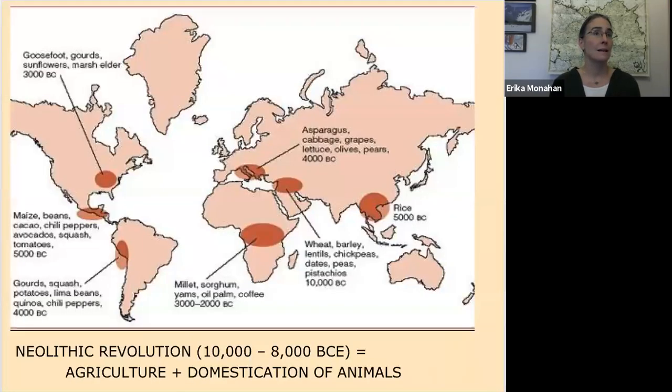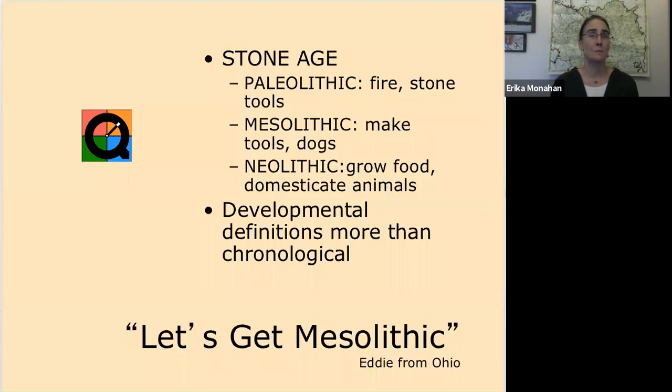This slide is making this point of kind of, when we talk about the Stone Age, these three subperiods, Paleolithic, Mesolithic, and Neolithic, more than talking about years on the calendar, these are definitions that signal developmental definitions more than chronological ones.